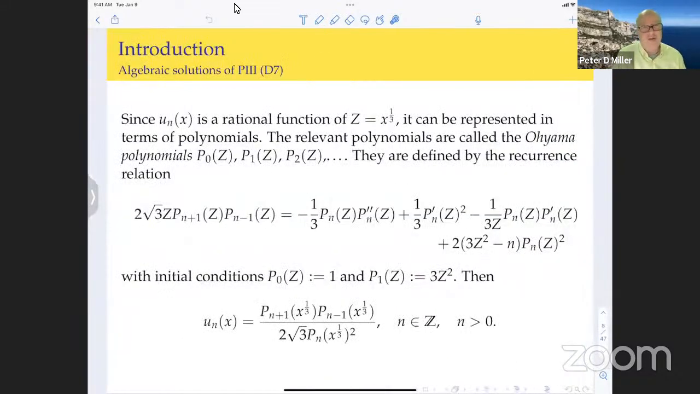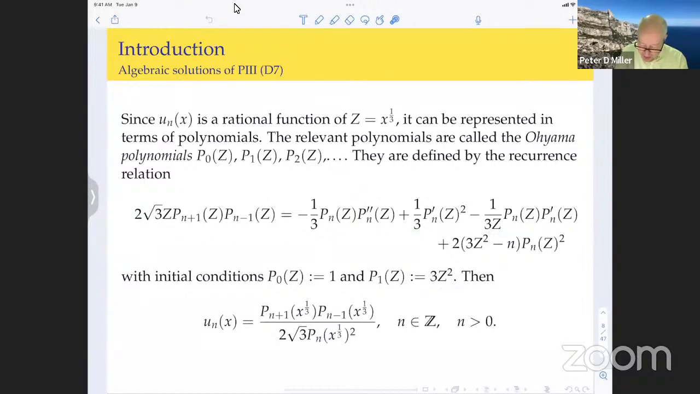Since this u sub n function is a rational function of the quantity x to the 1/3, which we'll call capital Z, it can be represented, of course, as a ratio of polynomials. And here, it turns out that the right way to do it is to use what are called the Umemura polynomials. So P0, P1, and so on. And these are defined by some initial conditions. P0 is the constant function 1. P1 is the function 3z squared, and then we have a recurrence relation here.